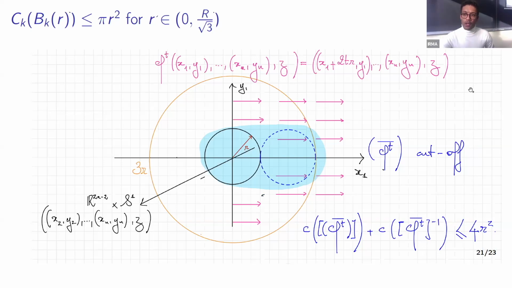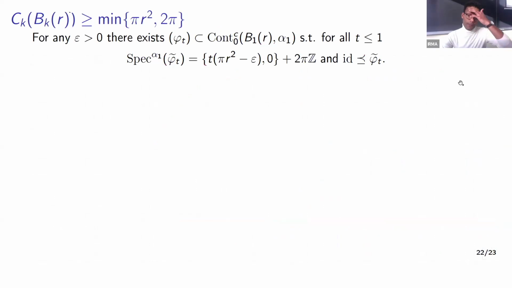In the two remaining minutes, I just say two words about how we show the other inequality. We have one inequality: the capacity of the ball is less than pi r squared, and we want the other inequality. To get it, we start in the contact manifold M1 psi 1, the first prequantization. It's easy to construct a path of strict contactomorphisms supported in the contact ball of radius r, such that we have very good control on its spectrum. It's given by t pi r squared minus epsilon, plus of course all the multiples of 2 pi Z, since in the first prequantization the Reeb flow is 2 pi periodic.